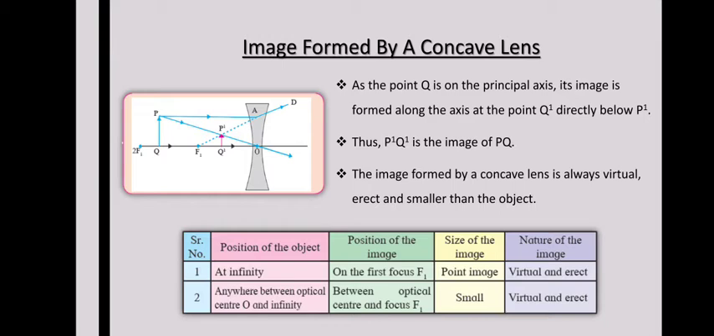Virtual means it is appearing to us. See, now the ray is not exactly coming from point F1, but you are seeing that the ray is coming from the point F1. That is why the image which you are seeing is not from there actually. It is from some other point. That is why it is called a virtual image.